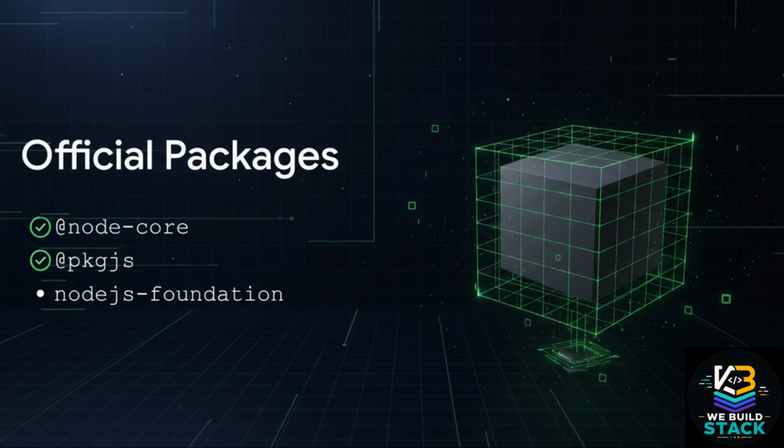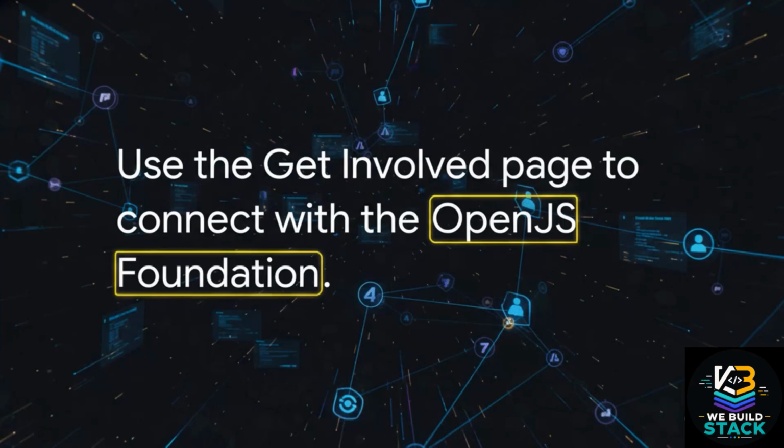That exact same rigorous standard applies to your dependencies, too. Look for official NPM package scopes like @nodecore, @pkjs, or packages published directly by the Node.js Foundation account. Sticking to these specific scopes is definitely the best way to guarantee you're building your app on verified, officially supported, and secure components.